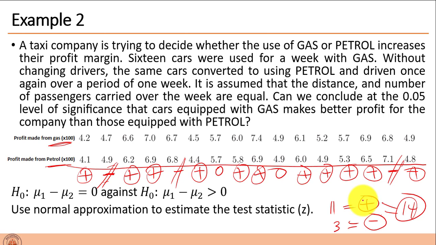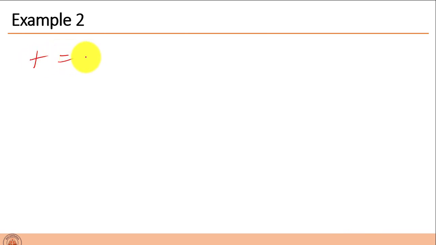So our null hypothesis is that if I subtract the two, all of them should have been 0. And the alternative says that it shouldn't be equal to 0. Now, if it is this way, it means that one is making more profit. All of them are positive, so it will mean gas. If you're using gas, it should make more profit than if you are using petrol. The plus signs are 11, and then the negative ones are 3, and that makes n equal to 14.